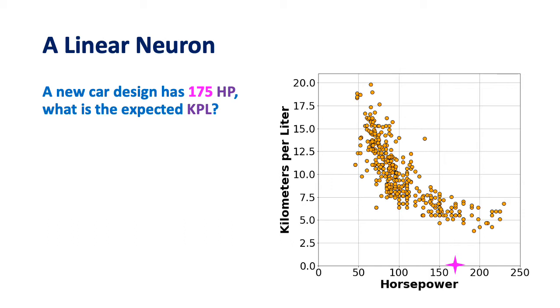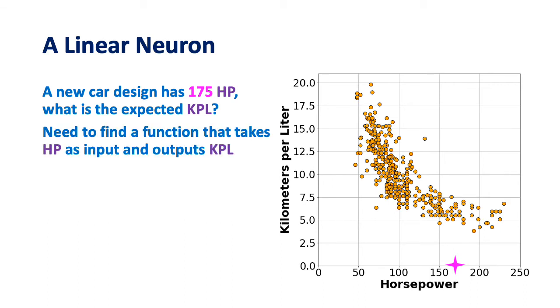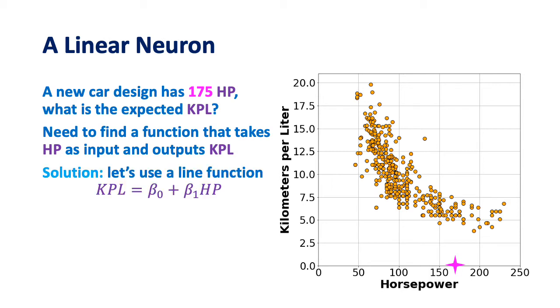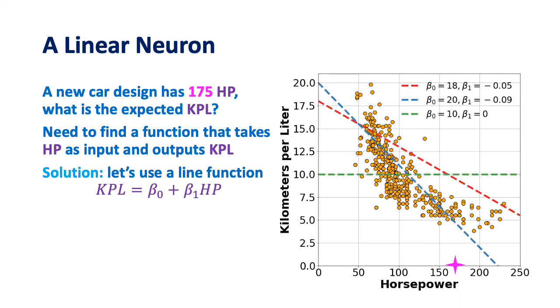To answer that question, we would need a box that takes as input the horsepower and outputs a kpl. As an initial attempt, we could use a line function. This function would take the horsepower, multiply it by beta 1, and add a bias coefficient beta 0 to give you the kpl. So you could have a line that looks like this, or a line that looks like this, or a line that looks like this. Obviously, there are infinitely many possible lines depending on the values of beta 0 and beta 1. So which line should we choose?